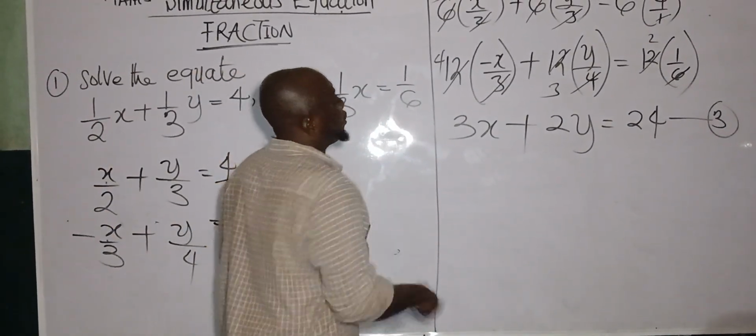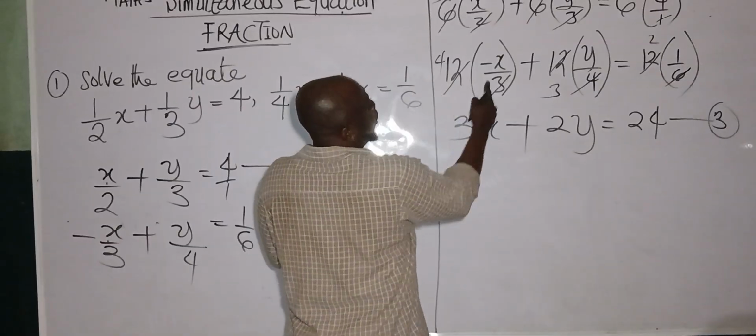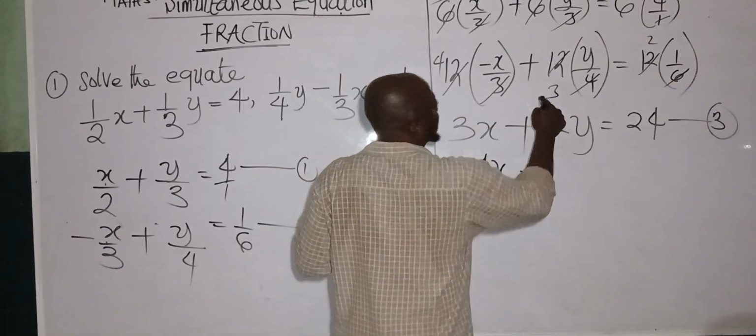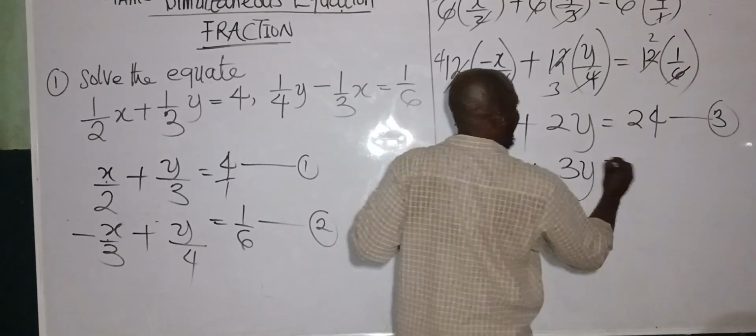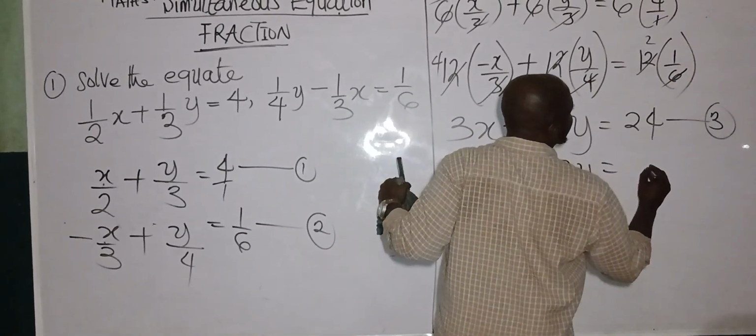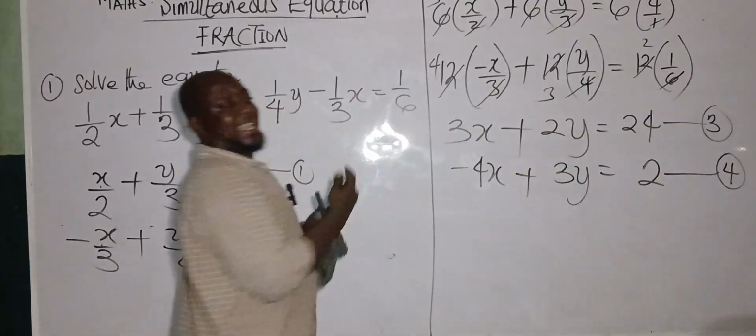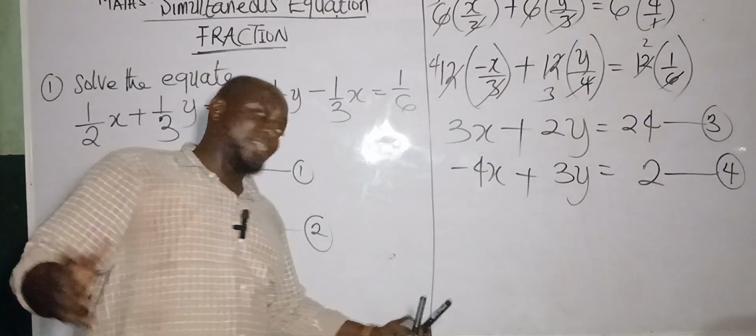Now, what's the next thing we do here? So I have 4 and this one. Multiply that. I'm having minus 4x here, plus 3y here, equals 2 as my equation 4. Observe now that these are now straight line equations. This is how it is done.